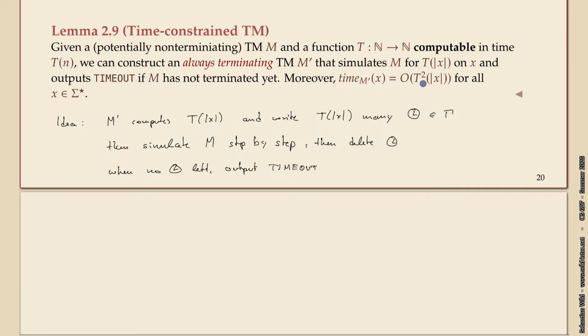The time squaring comes from the fact that after each time step you simulate, you have to walk back to your clock symbols to remove one. And so the distance you have to walk is at most the space usage of your machine M. And the space usage is actually at most the time, because it just doesn't have more time to produce garbage. So there's a whole bunch of things I'm skipping here.